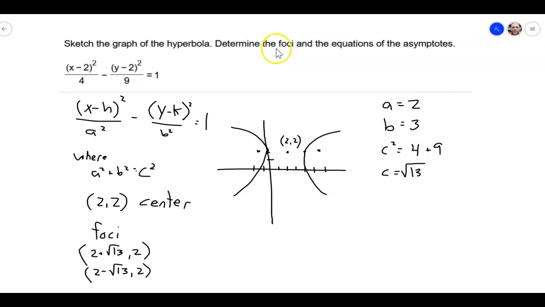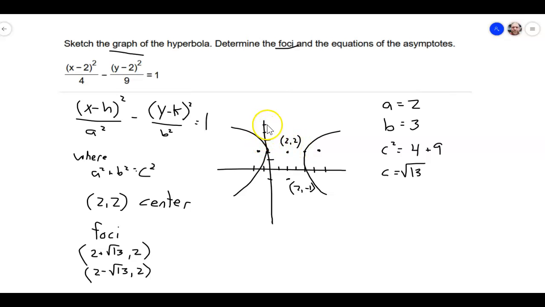So I've got my foci, I've got my graph, so now I just need the equation for the asymptotes. Now that's where we use our b here. So now I'm going to go up and down by 3 units on this value here for the y value. So 1, 2, 3, so we're going to have a point here at (2, -1), because I just subtracted 3 from that.